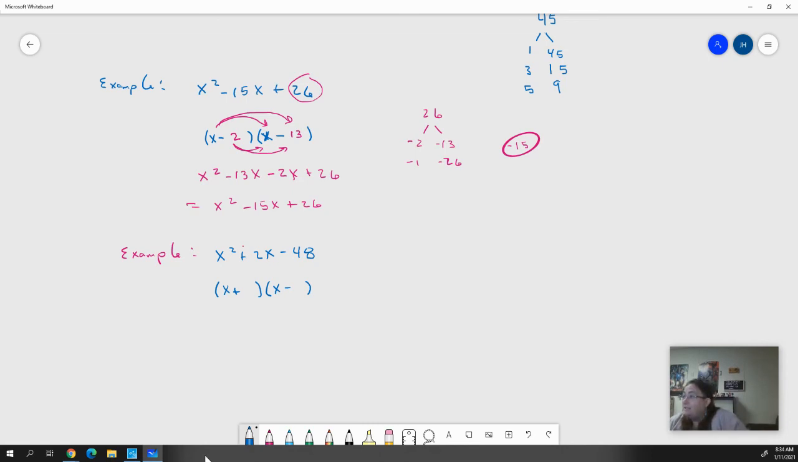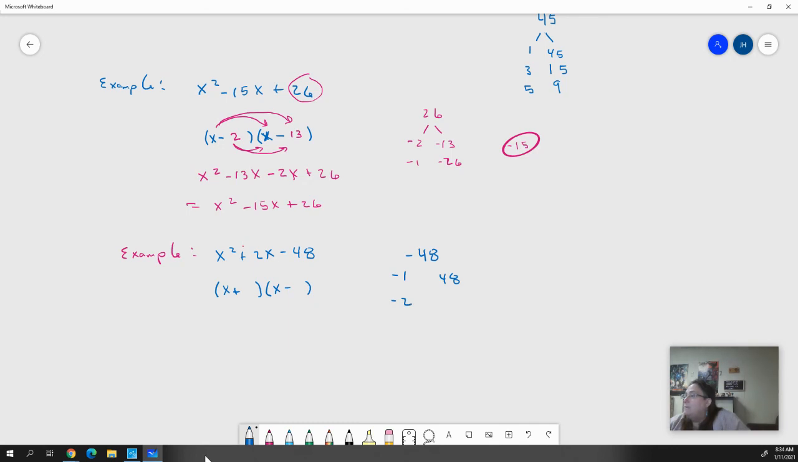So the process is still the same. I'm looking at what are my factors of negative 48. I have another little trick, in that I know by whatever the sign is here which factor will be bigger, my positive or my negative. If this is plus, my positive factor is going to be the bigger one. If it's negative, my larger factor is going to be the negative. So I'm going to look at this, and this is positive. So I have negative 1 times 48.